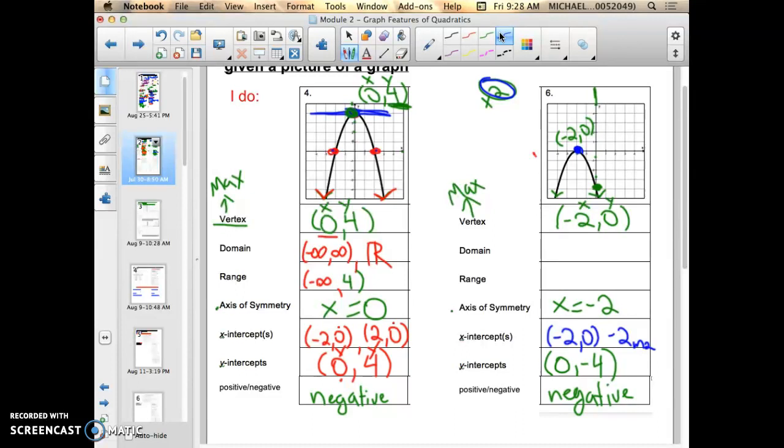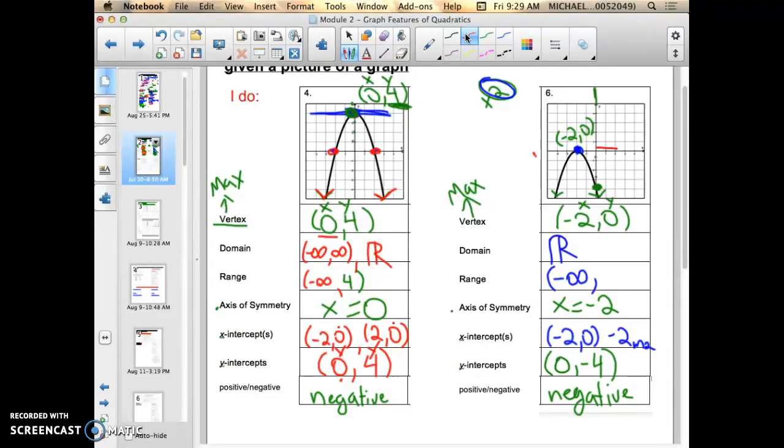So you do need to make note of that if it ever bounces off the x-axis. Now, finally, the domain. Domain is easy. It's all real numbers. And then the range, if you notice, it opens down. So if it opens down, it'll always start at negative infinity. But then it does have a ceiling.